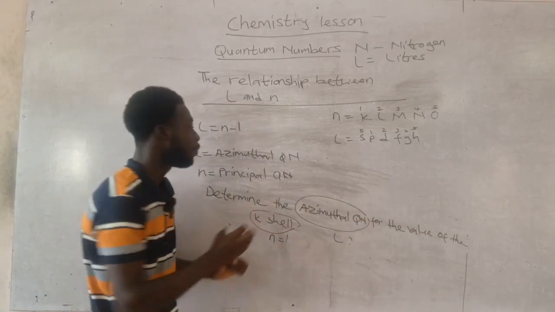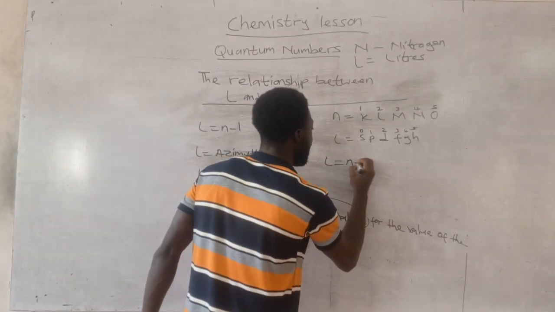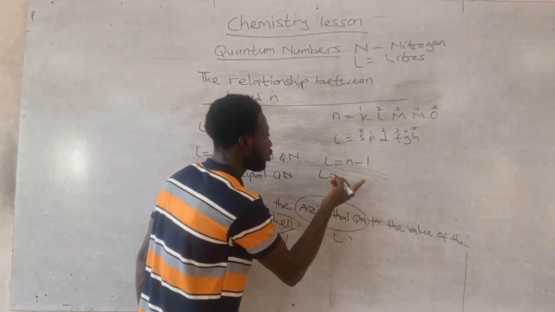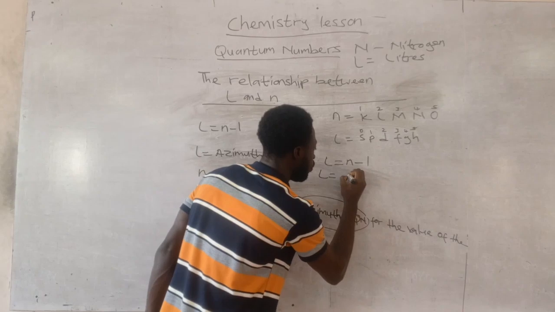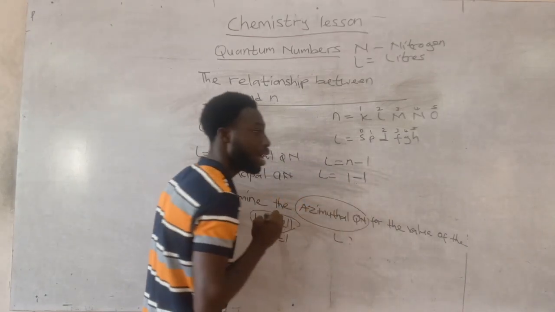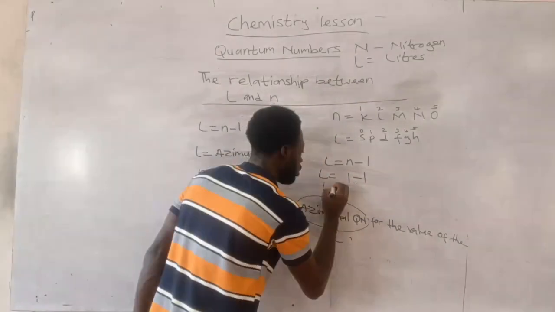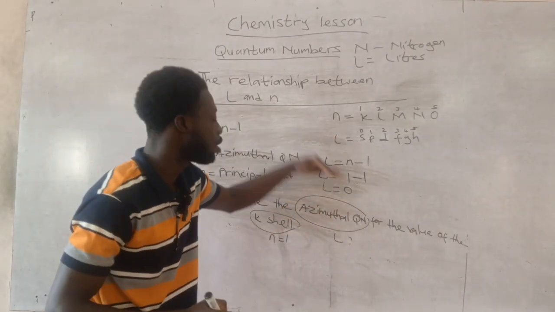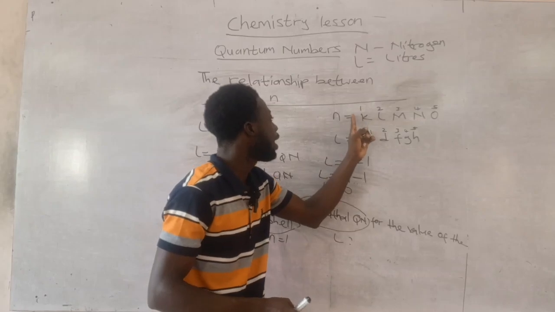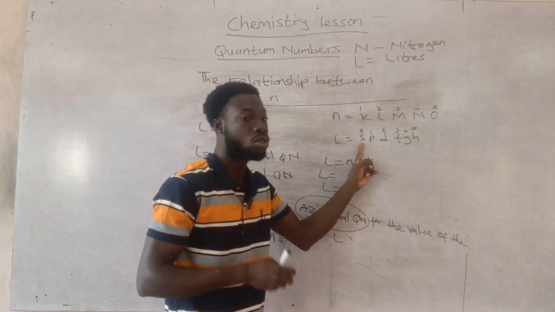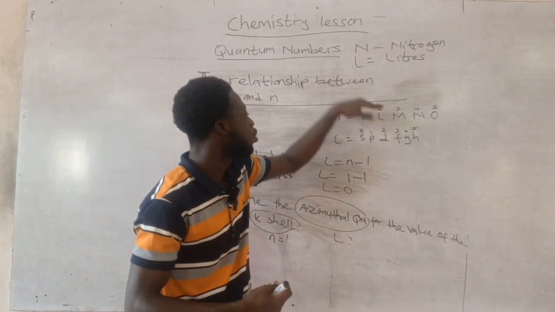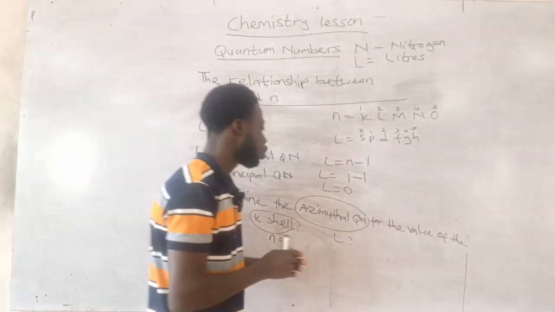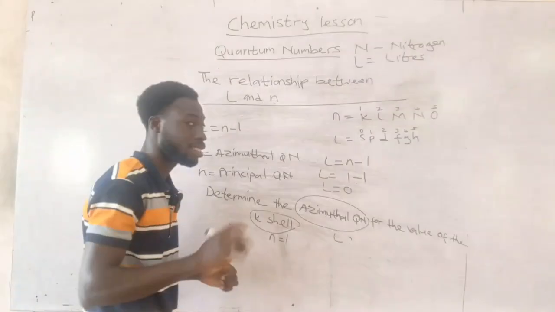So we put it in the formula. The formula says that l is equal to n minus 1. Then our n is 1, so 1 minus 1 will give you 0. So our l is equal to 0. You can even solve it without using the formula. If you look at it, when n is equal to 1, our l is equal to 0. If n is equal to 2, our l is equal to 1. Is that clear?